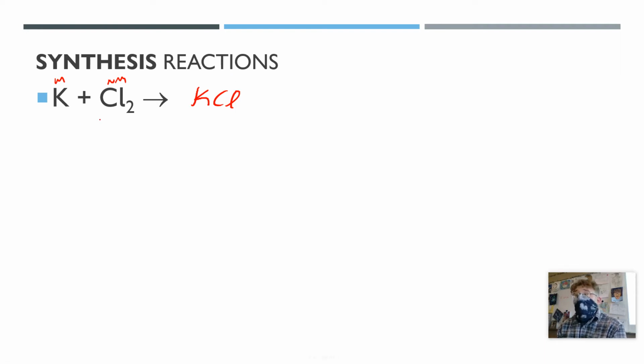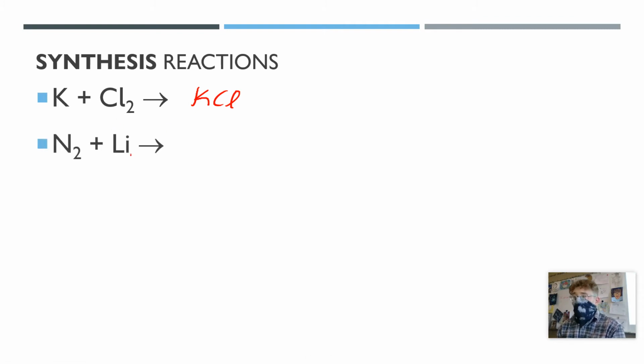Last period, someone asked, Mr. Cully, where did the other chlorine go? We had 2 over here, and we only have 1 on the right side. Well, that's what balancing is for. So really, you're going to have 2 potassium, 1 chlorine molecule, and 2 KCl's. That's how you would even it out. So that's where that chlorine essentially went.